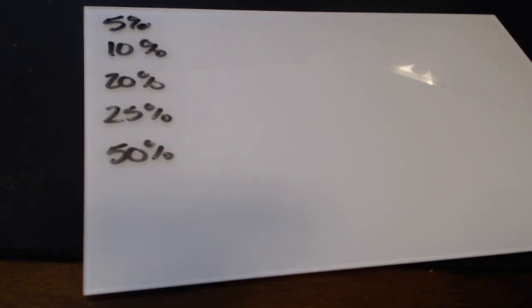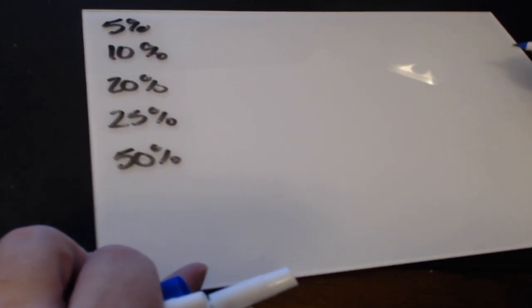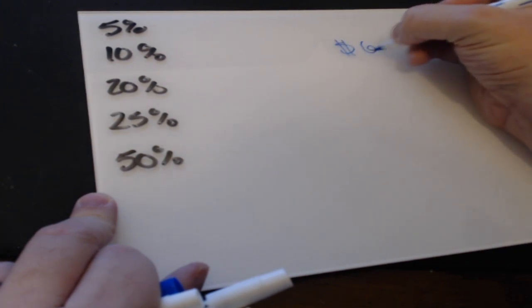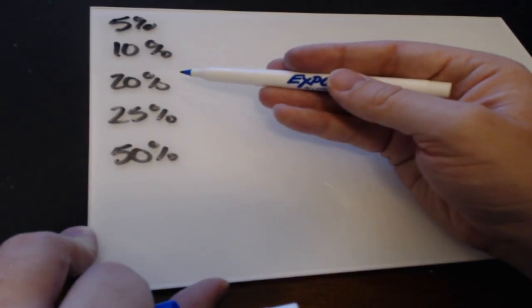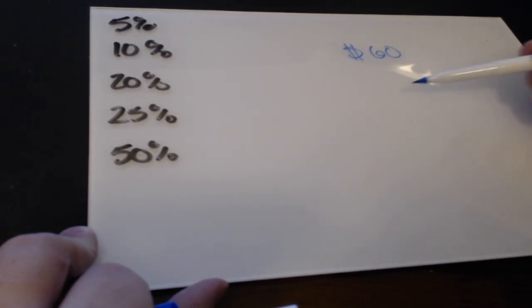So we're going to choose something. I like to buy video games, and video games are generally $59.99. So we'll just say, like I do at the store, $60. All right. And we're going to talk about how much it is to get 5% off, 10% off, 20% off, 25% off, and 50% off of $60.